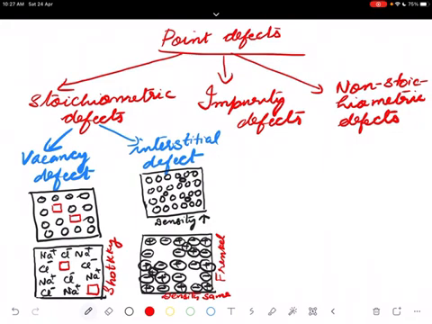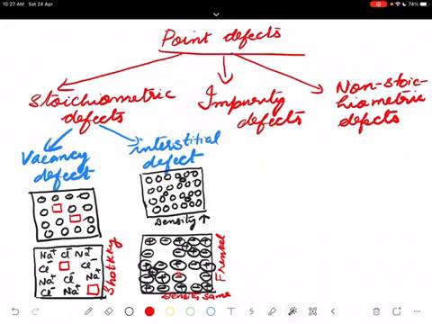So in interstitial defect, in the neutral case, the density increases. In the case of ionic, means positive and negative ion, an example is ZnS. AgBr shows both Schottky and Frenkel defect. So in the interstitial defect, density increases.